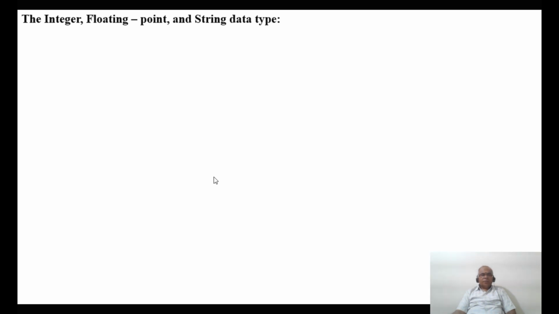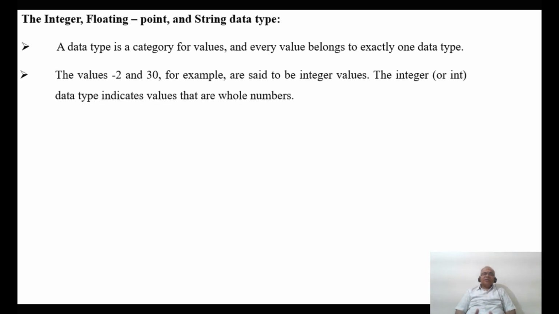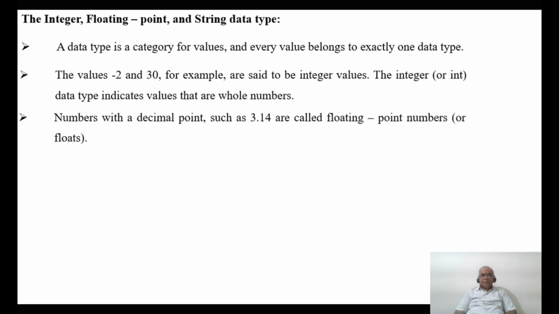In this video, we are going to take up the integer, the floating point and string data types. So what is a data type? A data type is a category for values, and every value belongs to exactly one data type. So the values -2 and 30, for example, are said to be integer values. The integer or int data type indicates values that are whole numbers. That means it is without the decimal point.